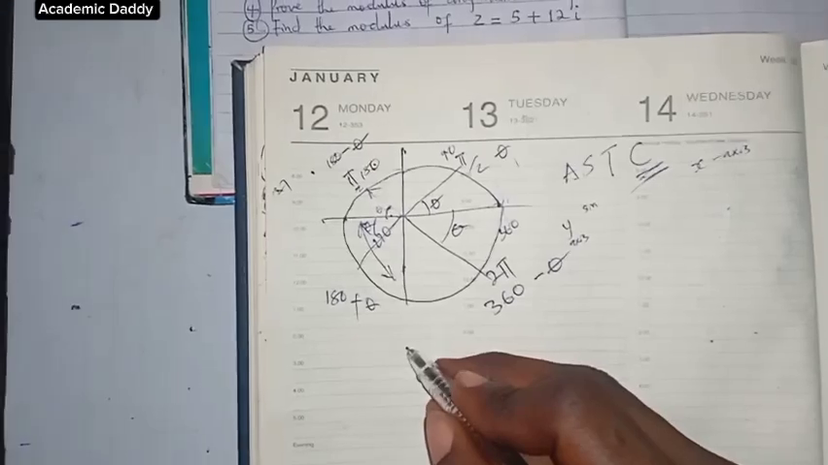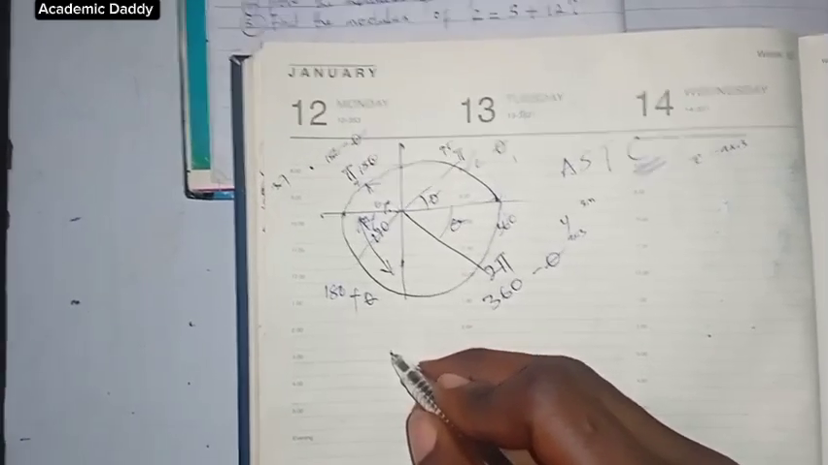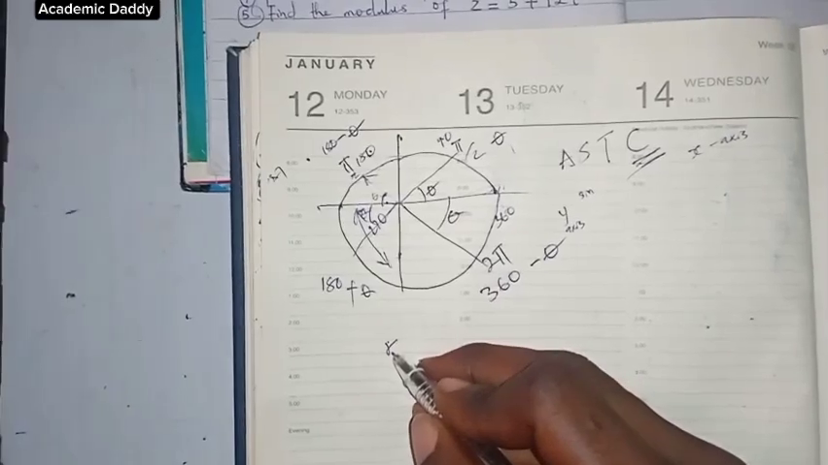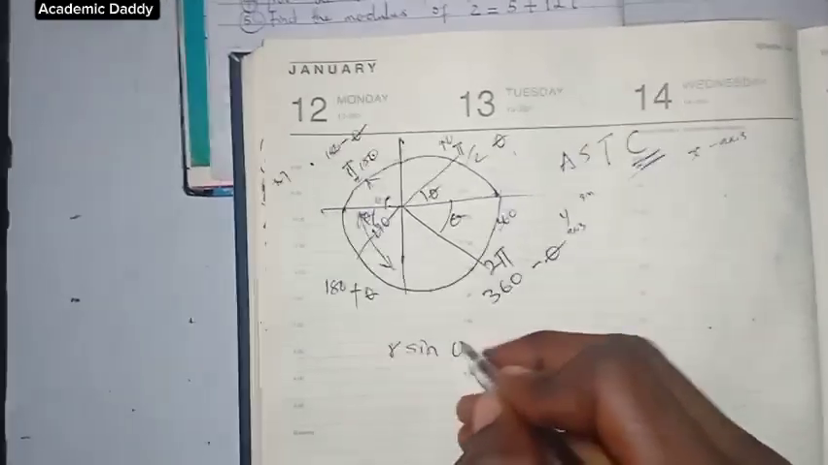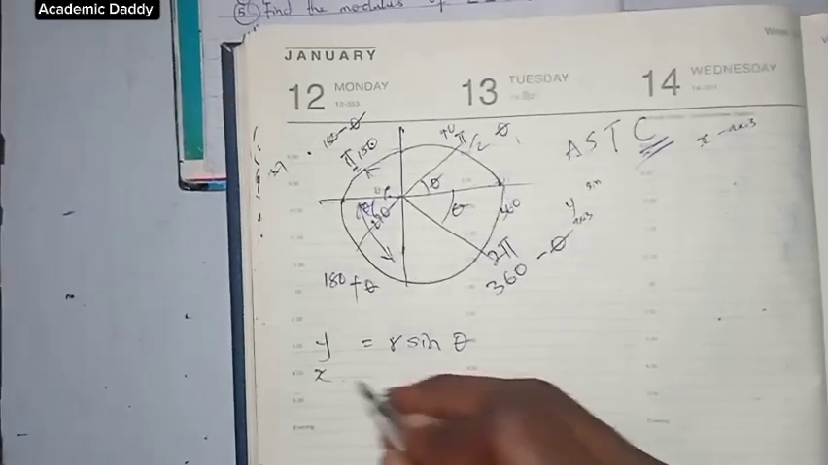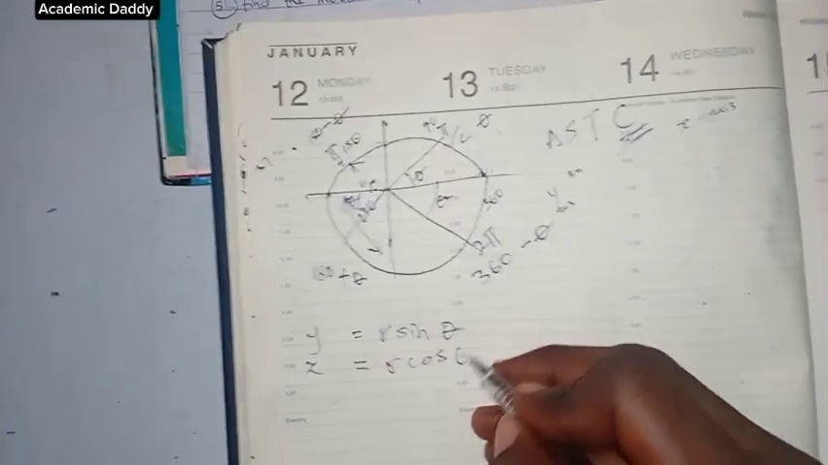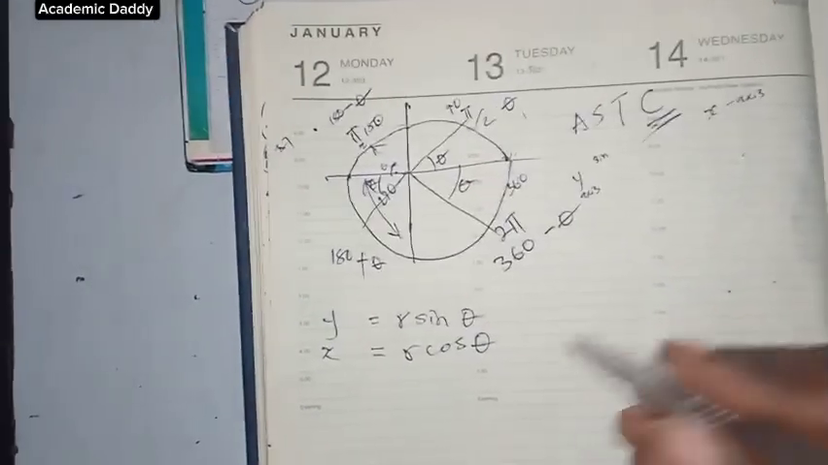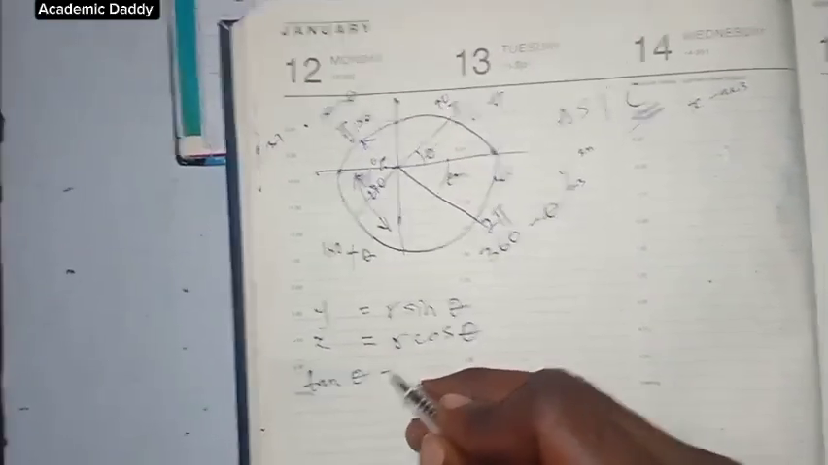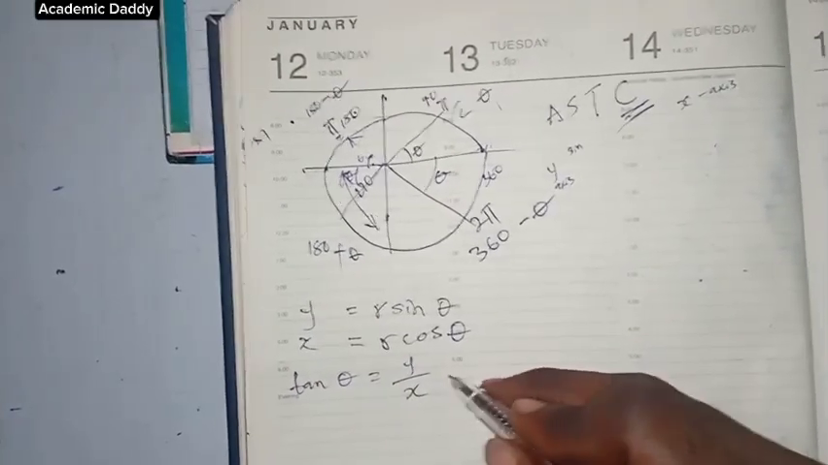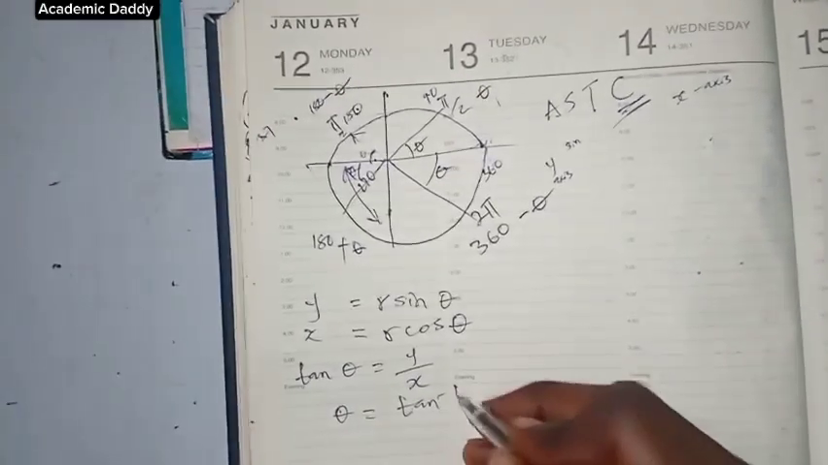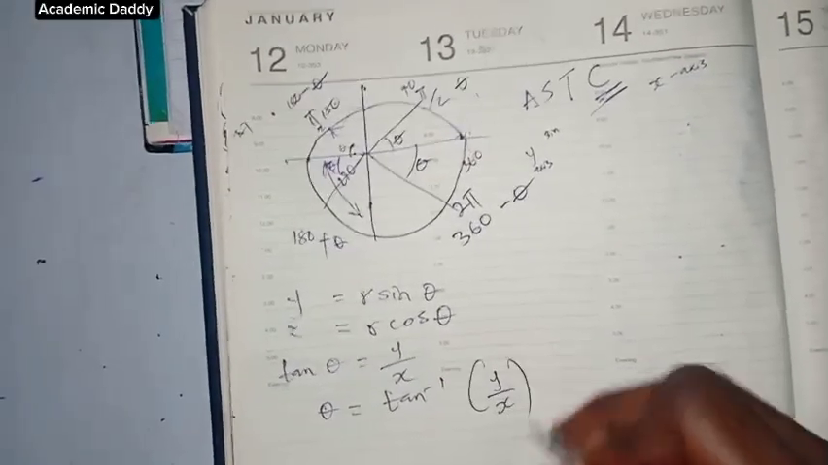So this is going to be the same thing as saying for the argument, I'll have r sine theta equals y, and for x it will be r cos theta. It will always be that way. And we know that tan theta is always y over x. So to find theta, theta equals tan inverse of y over x.